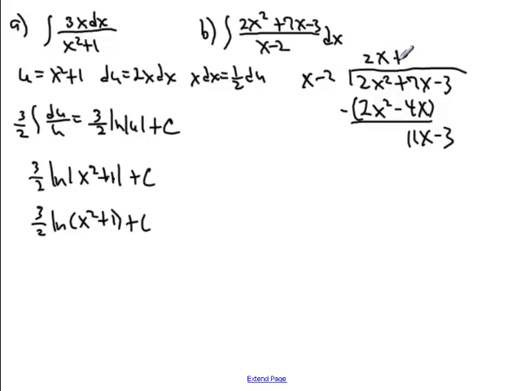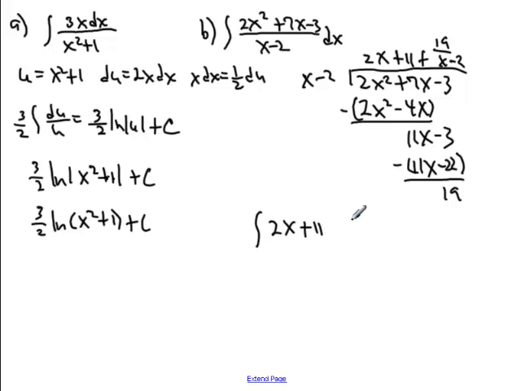X into 11x is plus 11, and so we get 11x minus 22, and then we subtract, and so we get minus 3, positive 22, so that's going to give us a positive 19 by my calculation. So plus 19 over x minus 2. So that's what we have to integrate, and this is quite easy. So for B, we have an integral of 2x plus 11 plus 19 over x minus 2 dx.